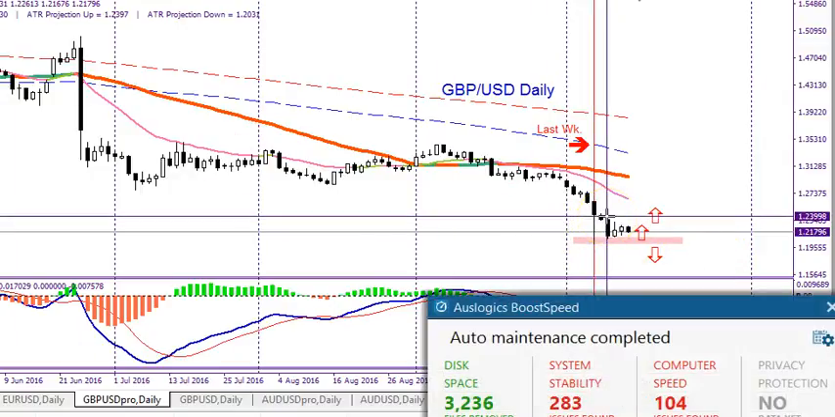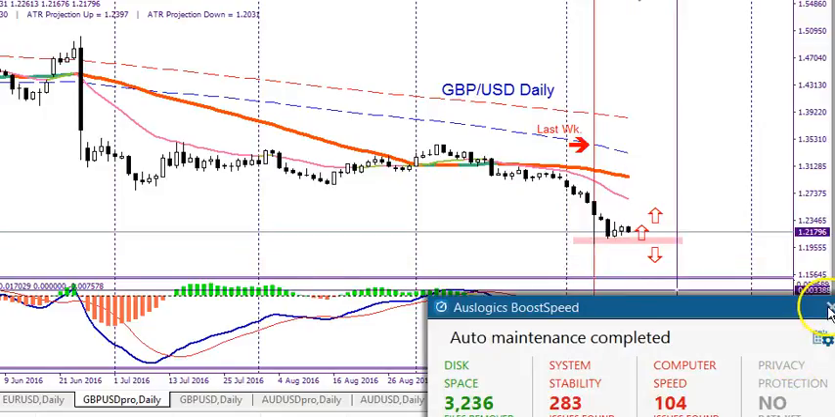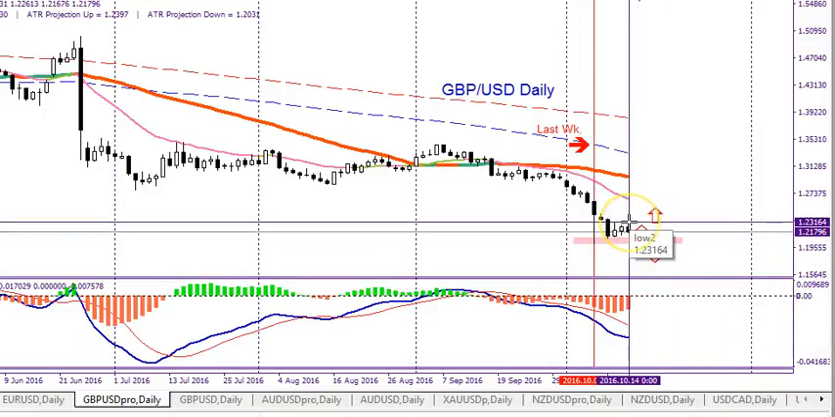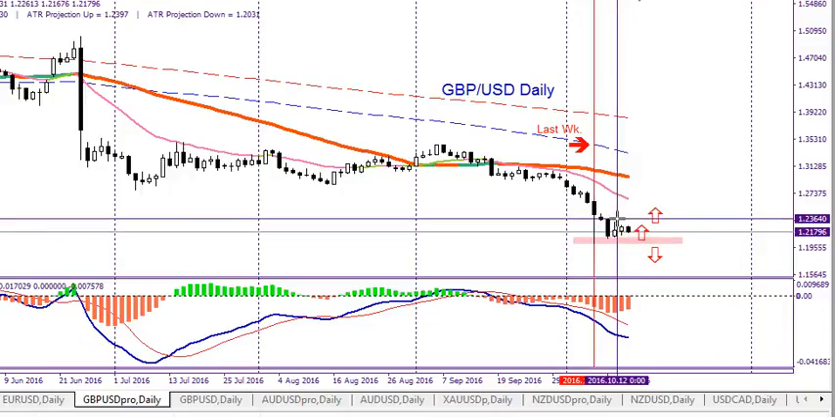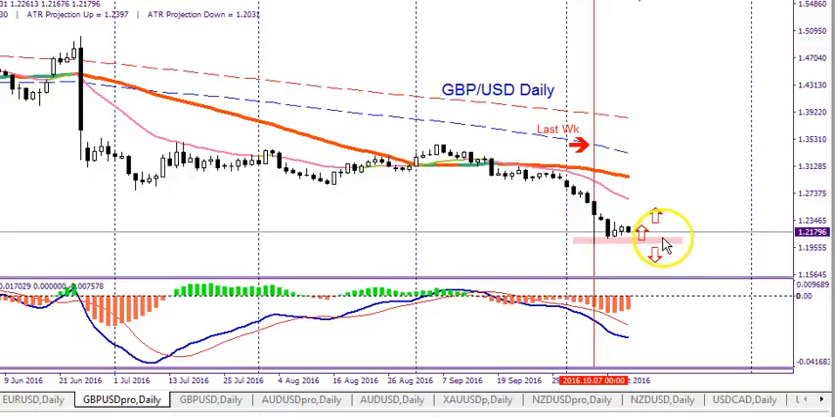Let's see, 123. Well, yeah, 123.70. Yeah. So yeah, it was good for about 260 pips. Okay. So that's the British pound USD.